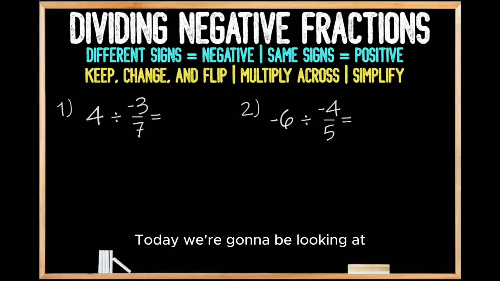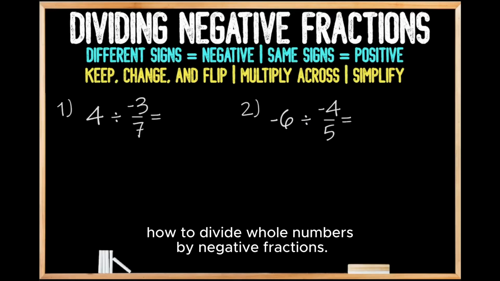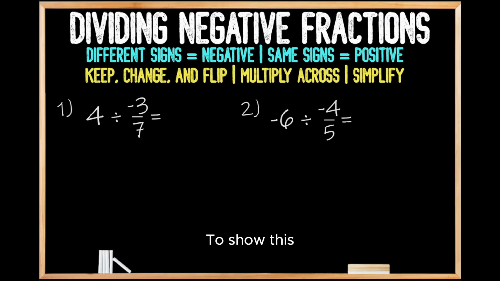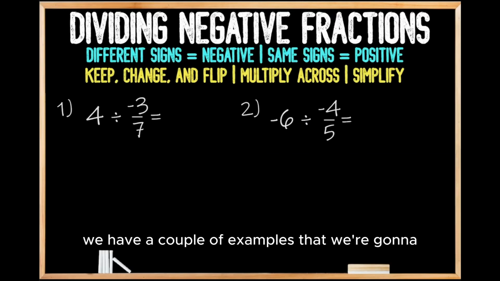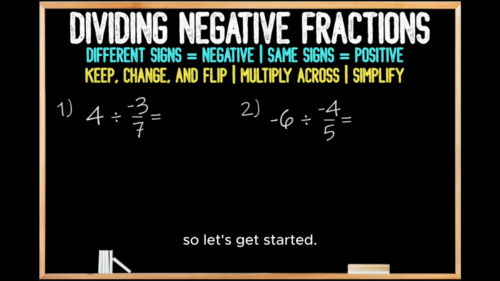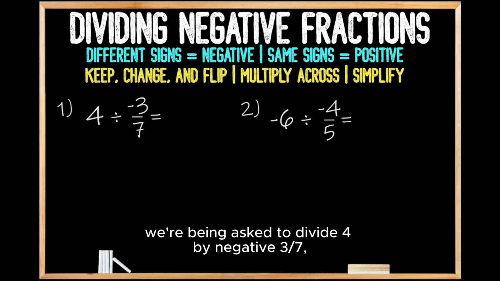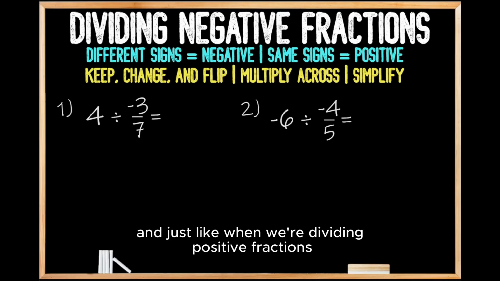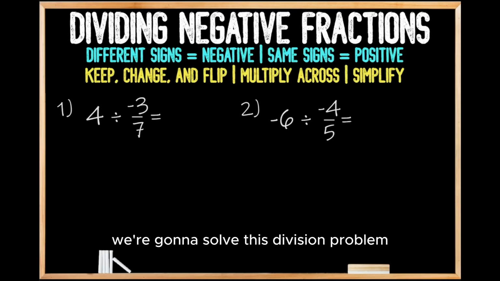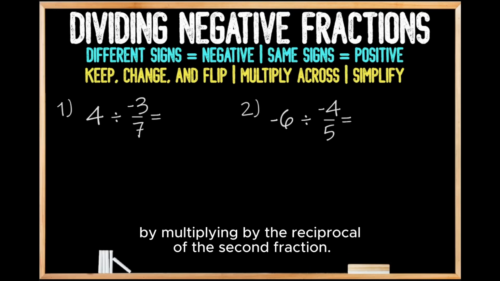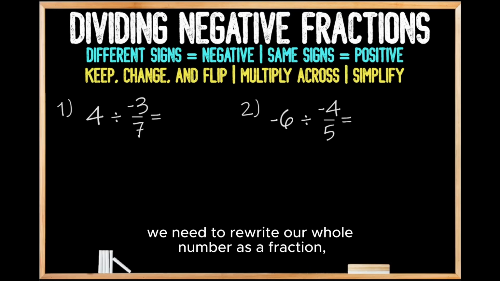Today we're going to be looking at how to divide whole numbers by negative fractions. To show this, we have a couple of examples that we're going to work through together here, so let's get started. For question number 1, we're being asked to divide 4 by negative 3/7. And just like when we're dividing positive fractions, we're going to solve this division problem by multiplying by the reciprocal of the second fraction. But before we can do this, we need to rewrite our whole number as a fraction.